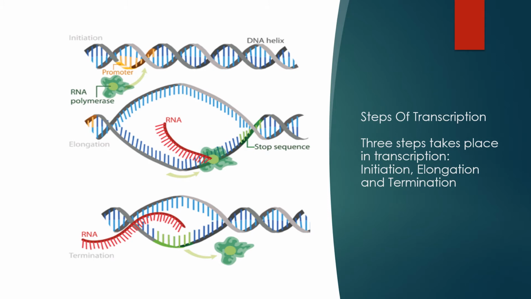Steps of transcription. There are three steps that take place in transcription, which are initiation, elongation, and termination. Initiation is the beginning of transcription. Elongation is the addition of nucleotides to the mRNA strand, while termination is the ending of transcription. That is, the mRNA strand is complete.